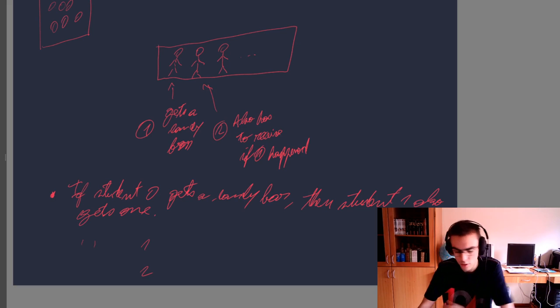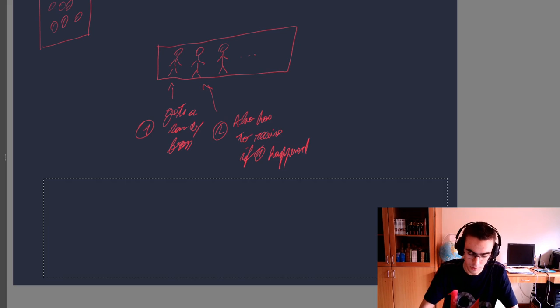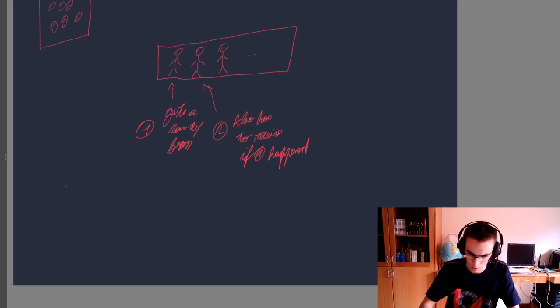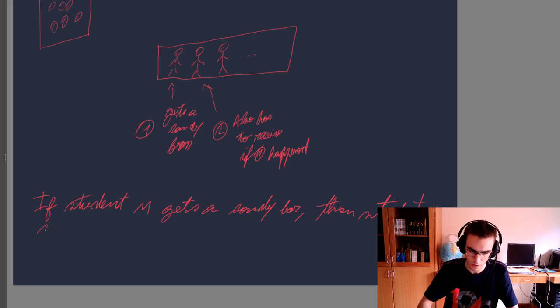This sequence has a more mathematical description, and that description goes like this: if student n gets a candy bar, then student n plus 1 gets a candy bar.